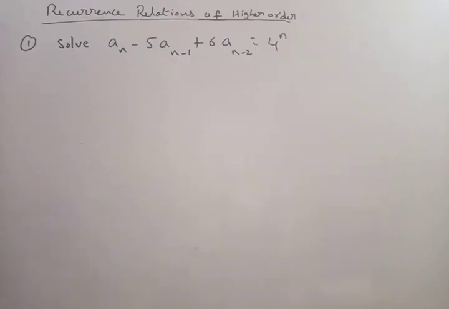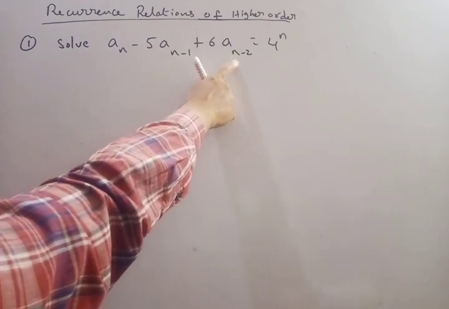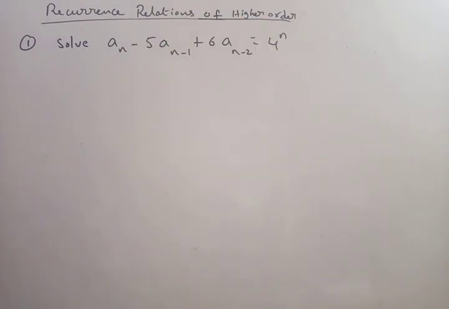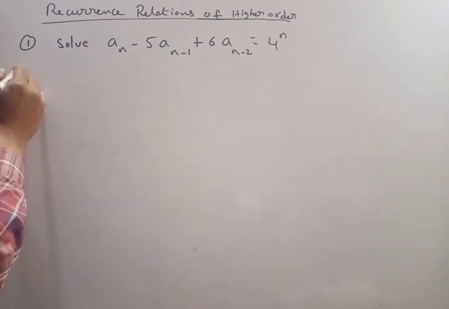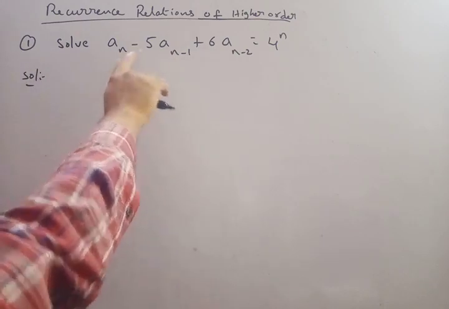Okay, take the problem. This is a previous year question paper problem, Mathematical Foundation. Solve a_n minus 5a_{n-1} plus 6a_{n-2} is equal to 4^n. Initial conditions are not given, so leave it. Now how to solve this problem? First we have to solve the left hand side part.